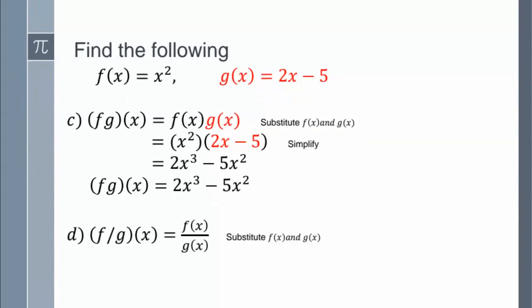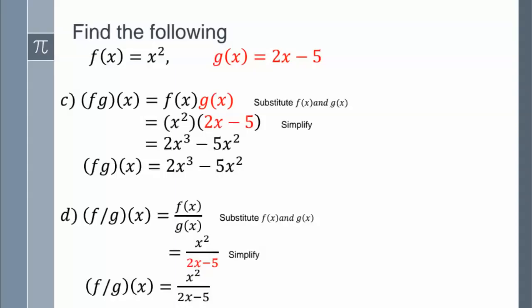And then the last one. The last one we have f divided by g of x. So let's divide x to the second divided by 2x minus 5. Again, we want to simplify if we can. So is there something that we can factor from the numerator that would cancel out with a factor from the denominator? The answer would be no. There's nothing that I can factor from the top or from the bottom. So then that would be my answer: just x to the second over 2x minus 5.